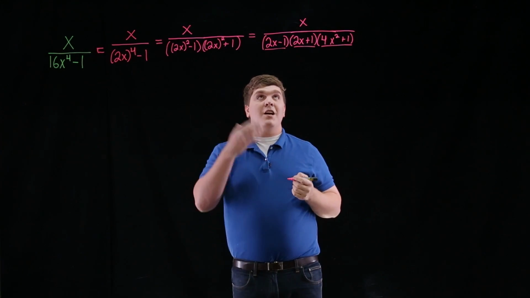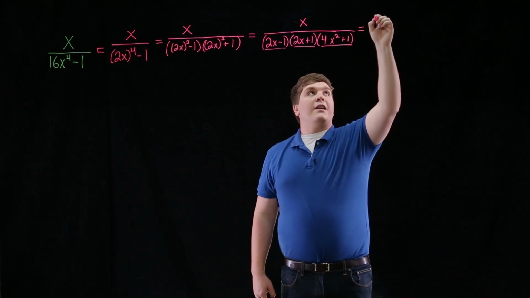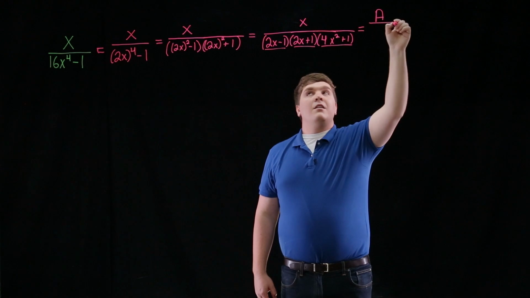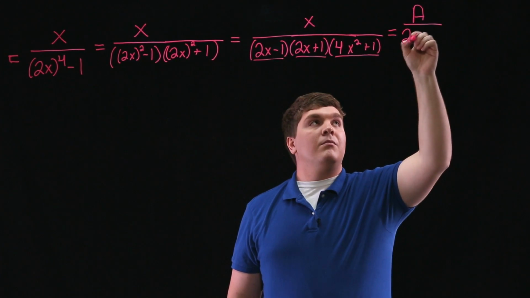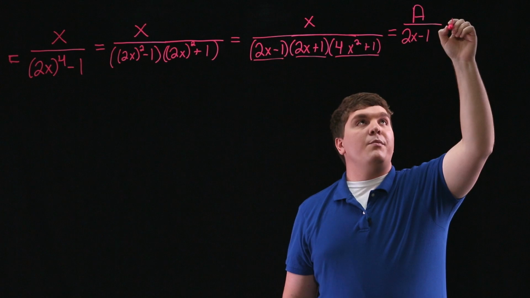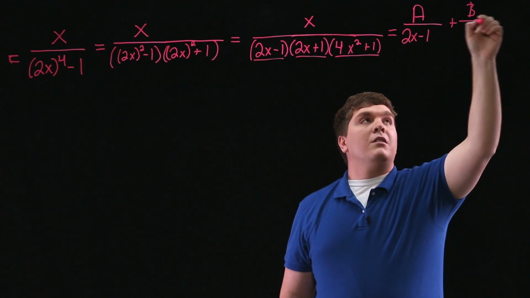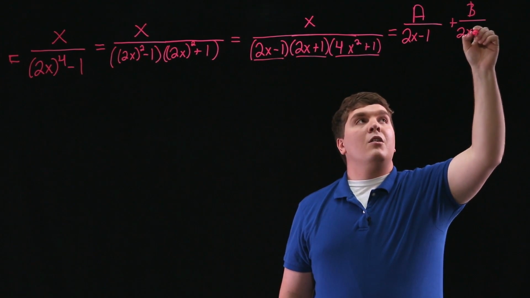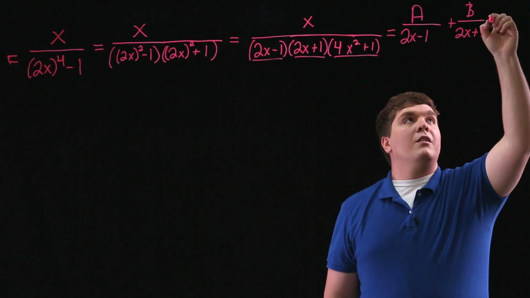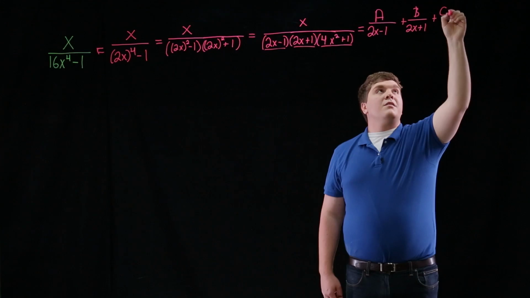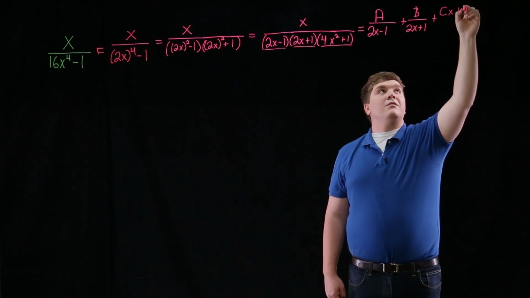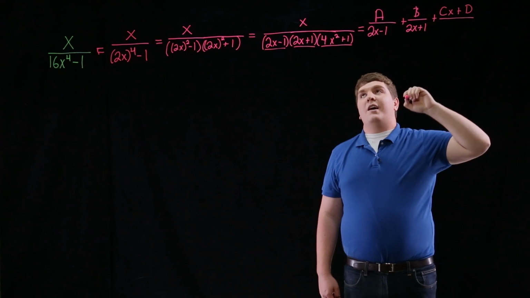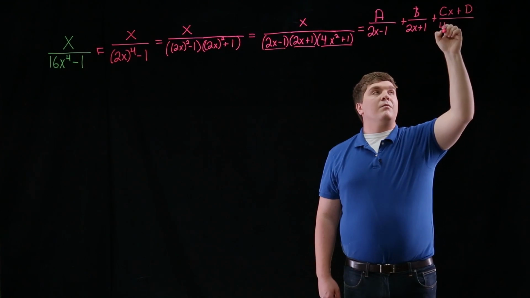So our partial fractions decomposition will look like a divided by 2x minus 1 plus b divided by 2x plus 1 plus cx plus d divided by 4x squared plus 1.